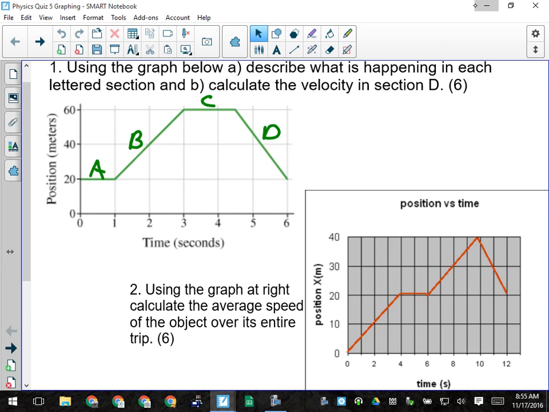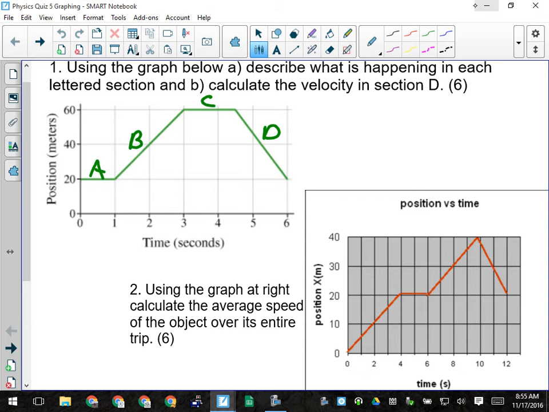All right. So for number one, we have to describe what's going on in each lettered interval. So what's happening in section A? It's stopped, not moving. Anything that would imply the object is essentially doing nothing at that point. Okay, what's going on in part B? Moving forward at a constant velocity.